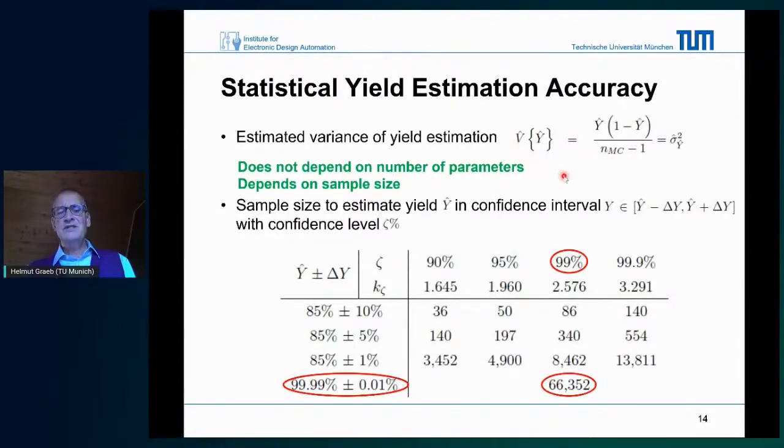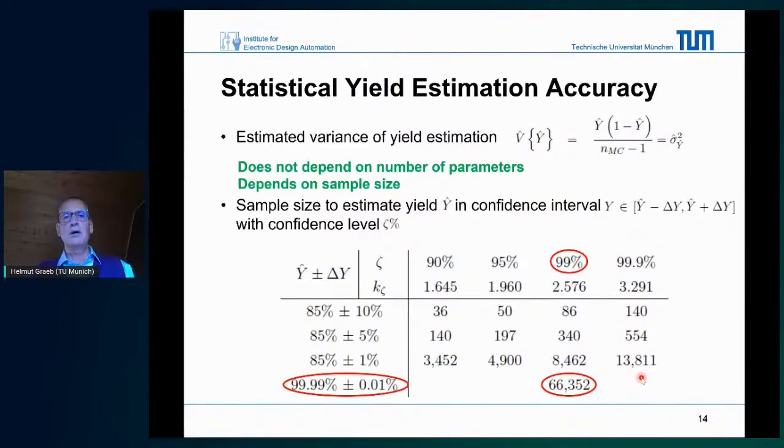Now, the variance determines another distribution. Under certain assumptions, you can assume it's a normal distribution. With that, you can think about how many sample elements you need for a certain accuracy. And here comes the bad message. We usually want to verify a very robust circuit. The yield is large. So if you have a yield of 99.99% and you want to verify that with an accuracy of plus minus 0.01%, and you want to be 99% sure, you need 60,000 sample elements. No one wants to, and no one can afford to do 66,000 simulations.